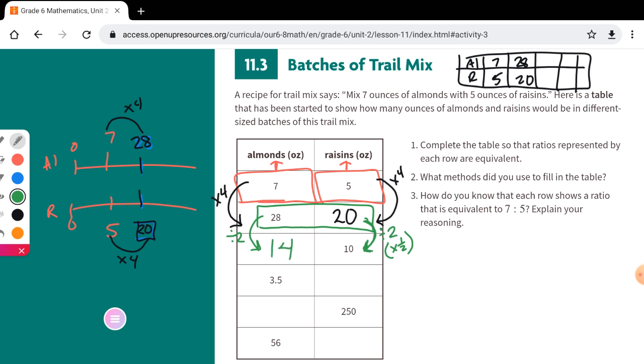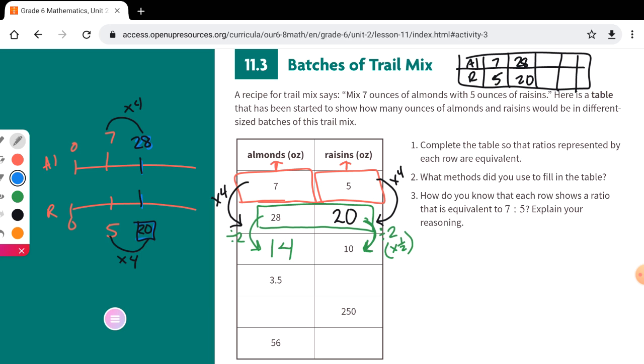Who thinks they know another way I could have found 14 right there? Leo? Or, okay, 28 times 1/2. Ellie? You could see that from 7, the first ratio, you could take... Yeah, you can use any full set to build up to where you're going.